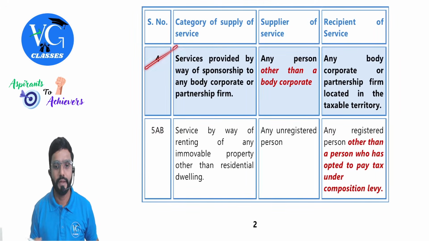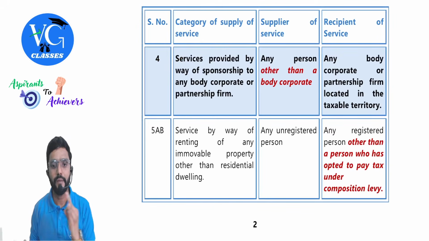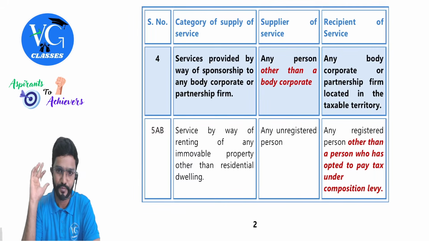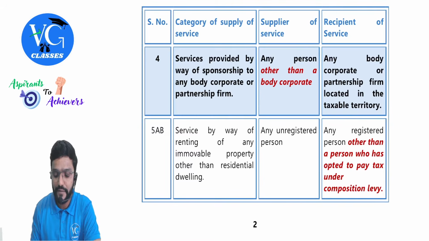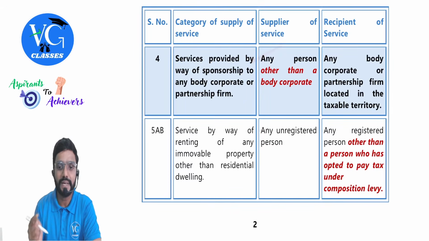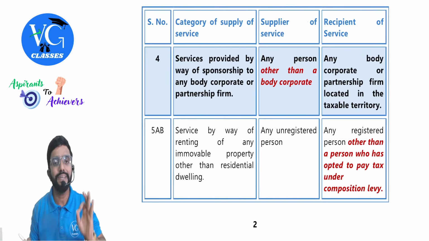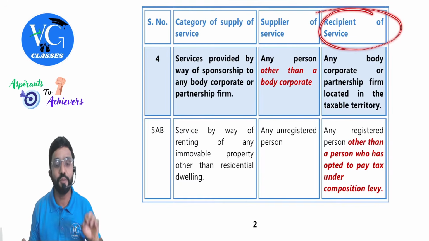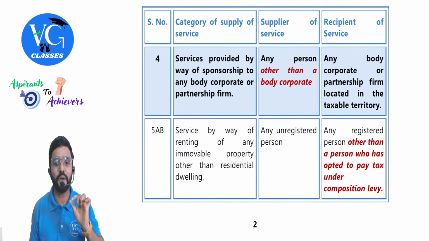Entry number 4. What is the supply of services? Services provided by way of sponsorship to any body corporate or partnership firm. Who is the supplier? Previously, any person was there, but now there is a small amendment: any person other than a body corporate. Means the supplier should be any person, but other than body corporate. Whereas, look at the recipient. Recipient should be any body corporate or partnership firm located in taxable territory.